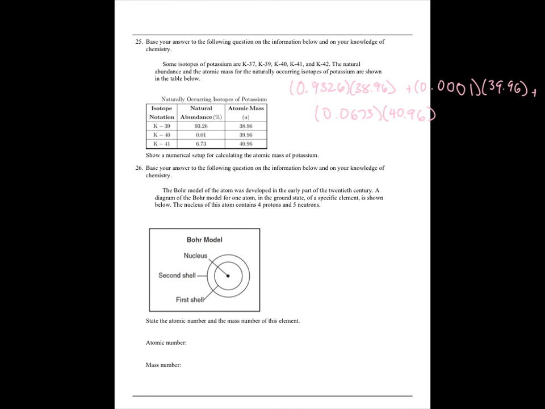Now, number 26, here we're talking about the Bohr model. State the atomic number and the mass number of this element. So it has 4 protons. 4 protons leads us to an atomic number of 4. So this is beryllium. The mass number, because it has 5 neutrons, 4 plus 5 gets us a mass number of 9. So we just need to state these two numbers, so 4 and 9. So that's beryllium.